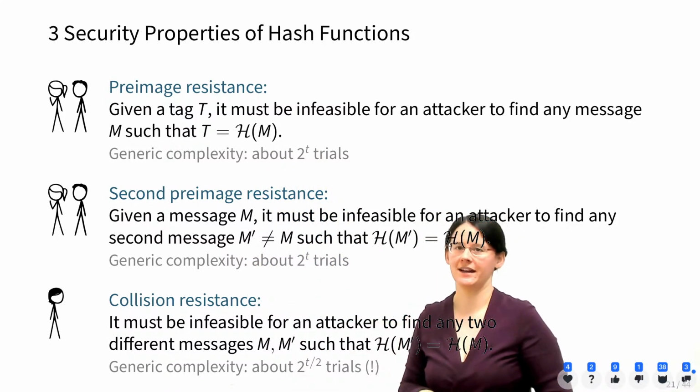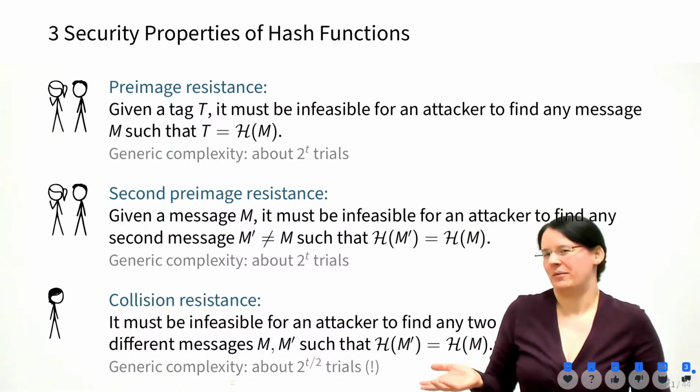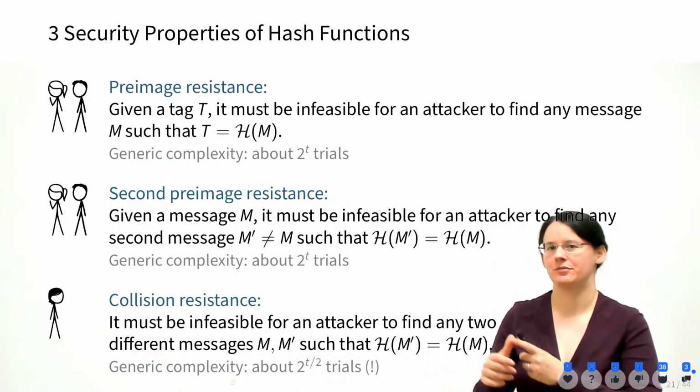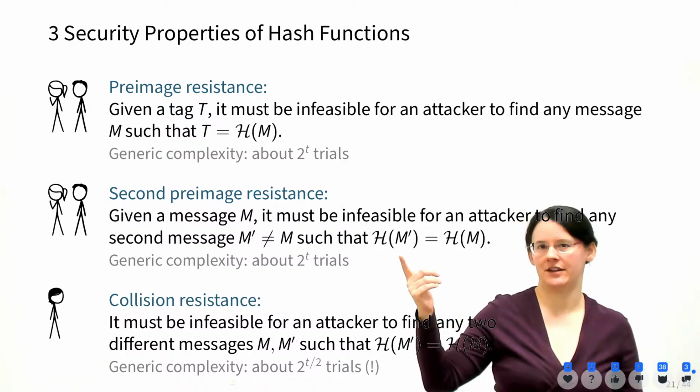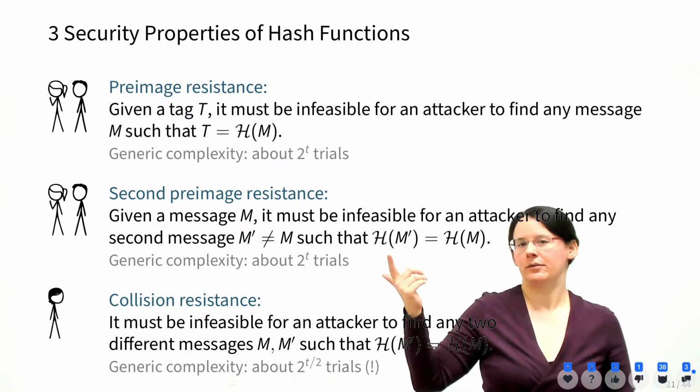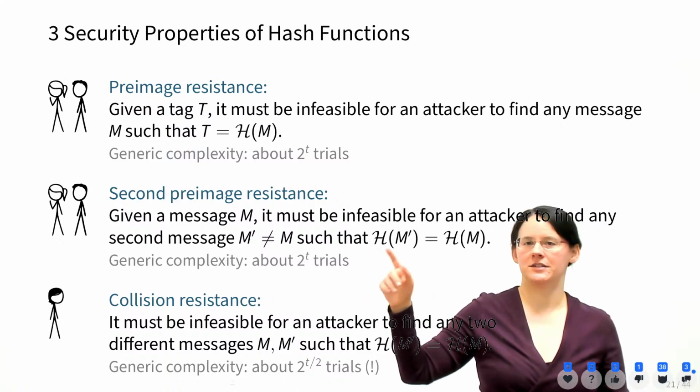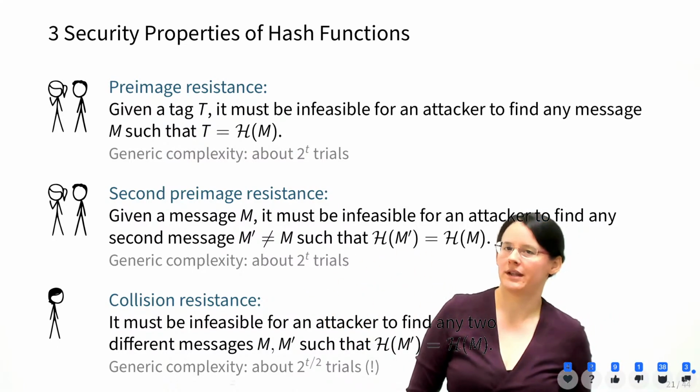In the case of the second pre-image resistance, we actually have only this same strategy. So we're given m and the hash value t, and what we can do is we can simply try any other messages m prime until we get the right output.